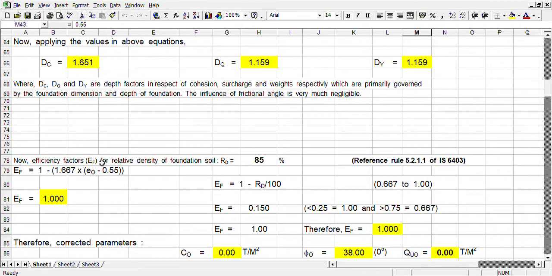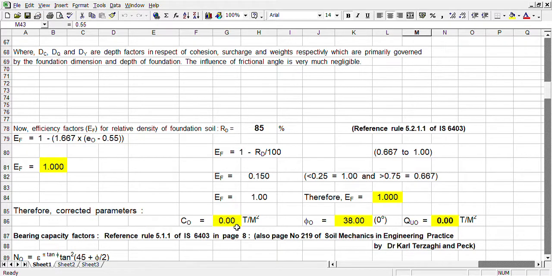Now, efficiency factor, which is based on void index and relative density. If void index is less than 0.5, efficiency factor is 1, that is general shear failure, and if relative density is greater than 75, efficiency factor is 1, that is general shear failure. It is 2/3 to 100%. So we are calculating efficiency factor as 1. That means it shall be a general shear failure criterion. Therefore, no modification is required. C is same and phi is 38 degrees.